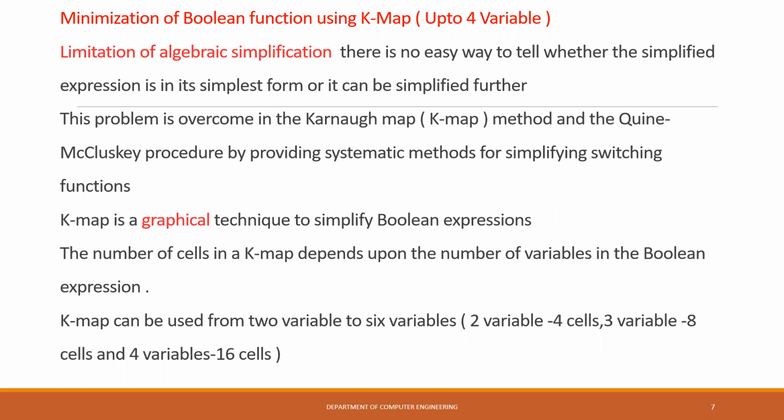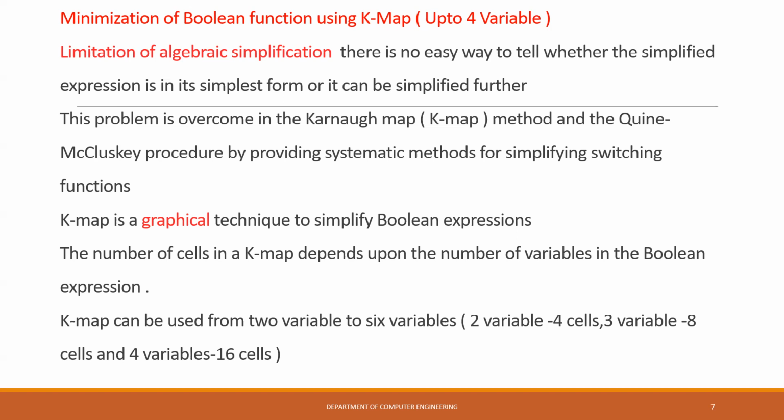Suppose variables or alphabets A and B are used to represent a given Boolean expression. Then we can simplify this particular expression with the help of a two-variable K-map. Like that, three-variable and four-variable K-maps are used to simplify Boolean expressions.